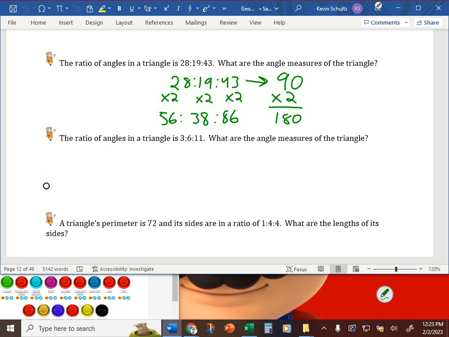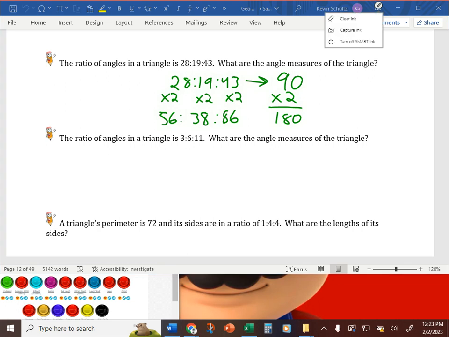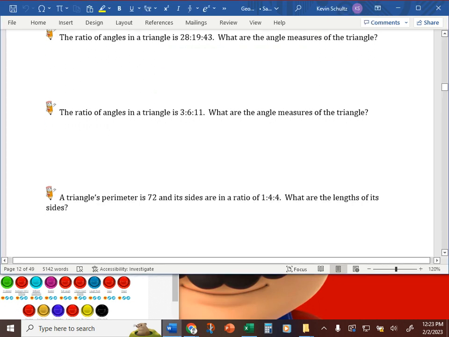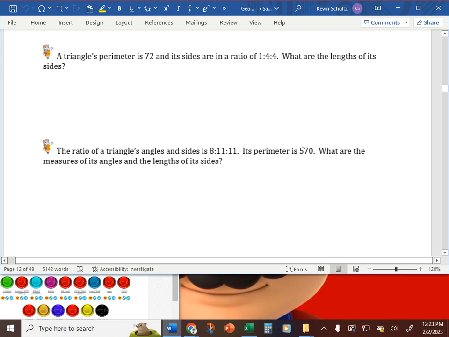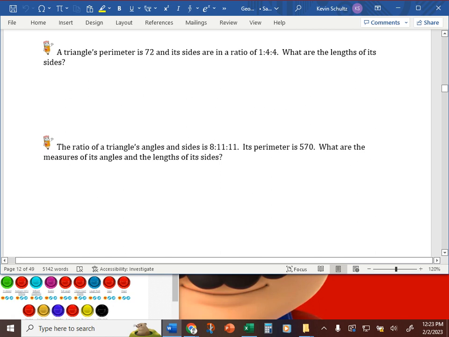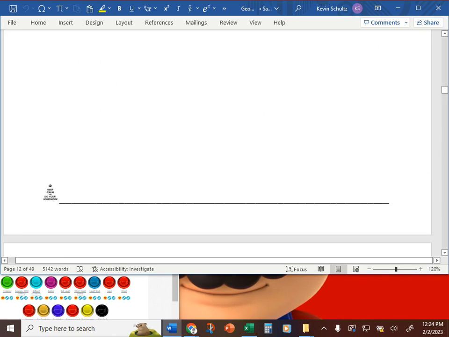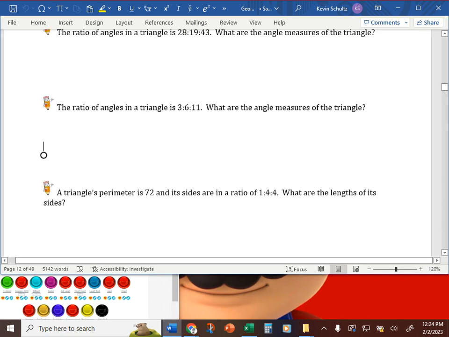Very similar process. And then we get down to triangle sides, where since there is no standard sum that triangle sides have to add to, I need to give you the whole here. A triangle's perimeter is 72. Its sides are in a ratio of 1 to 4 to 4. What are the lengths? The ratio of a triangle's angles and sides is 8 to 11 to 11. Its perimeter is 570. What are the measures of its angles and the length of its sides? So it's basically a 2-for-1 question there.